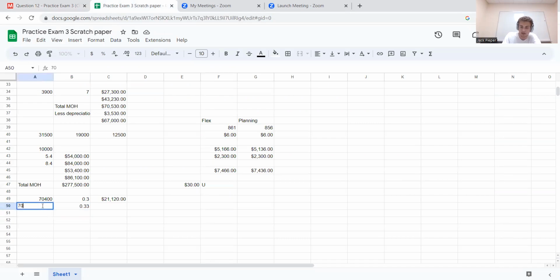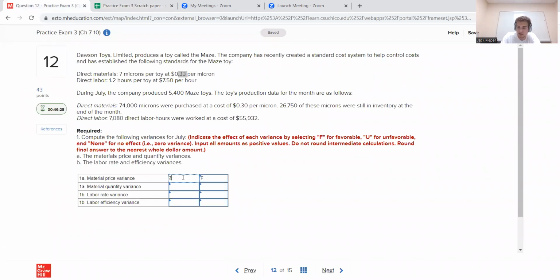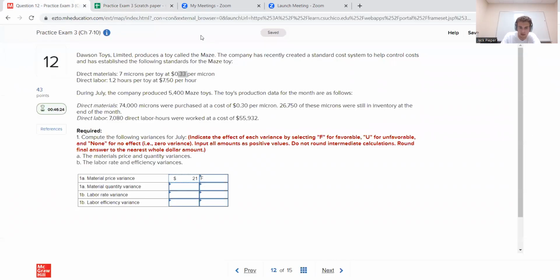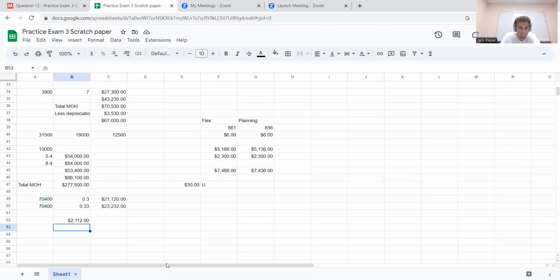So according to our standard cost sheet, the cost of 70,400 would be that. And then to get the variance, you just do the biggest minus the smallest, and you'll get 2,111 or 112. Okay. And that's a favorable difference because we're paying less than we should have.